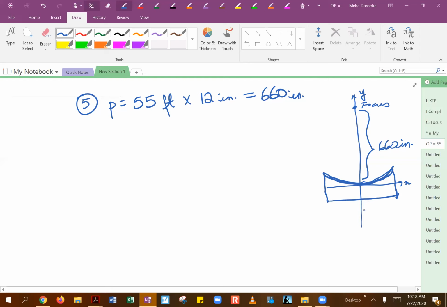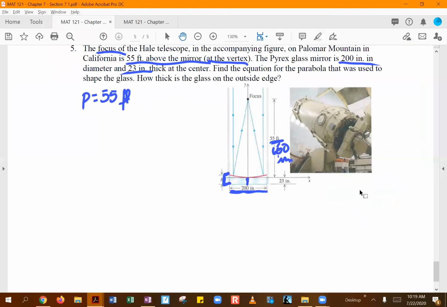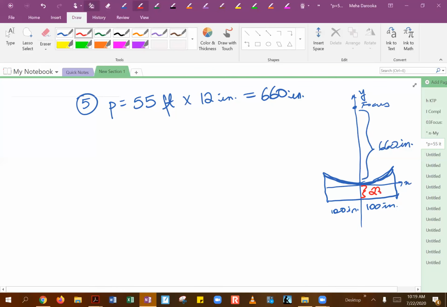So if we think of the y-axis as passing through the vertex and the focus, that means 100 inches of our glass is going to be on the right-hand side, and 100 inches of our glass is going to be on the left-hand side. We also know the center thickness of our glass is, I believe it was 23 inches. Yeah, 23 inches. So we know this thickness. Now they are asking us to find out what the outside thickness is going to be. And of course, we need to know what the equation of our parabola is going to be.